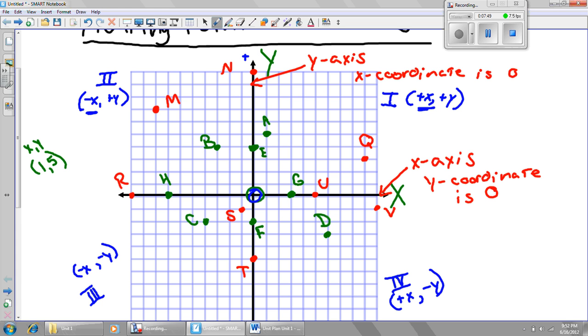All right, go ahead and pause the video. See if you can find the coordinates of each one of these points. When you're ready, hit play and you'll see my answers up here.